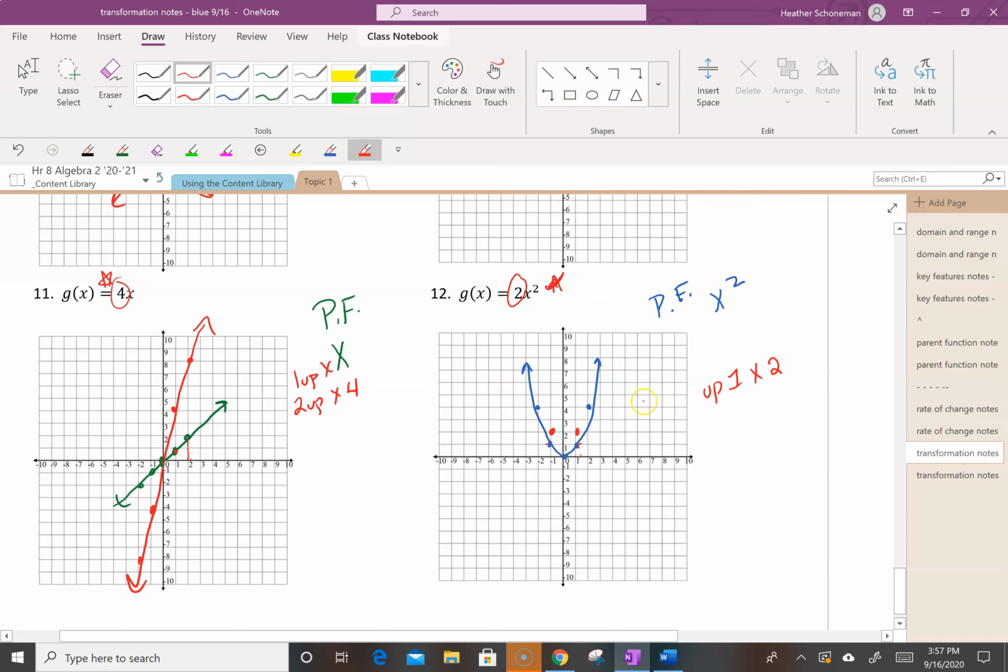Then I went over 2 and up 4. So the up is 4, and I'm going to multiply it times this number in front, which is 2. 4 times 2 is 8. So it's going to go here. And now my graph is going to be skinnier because that number is greater than 1.